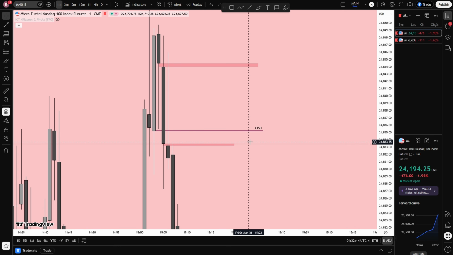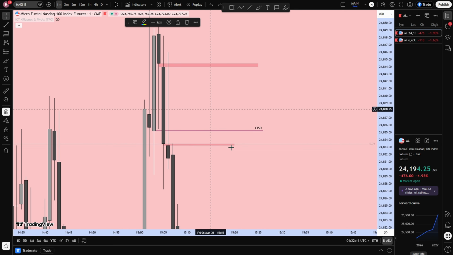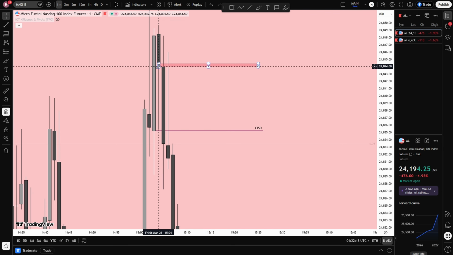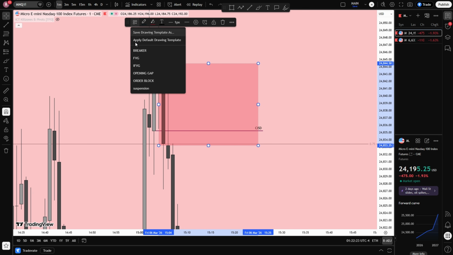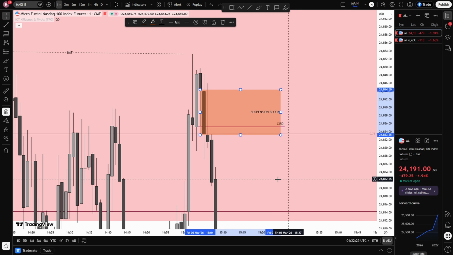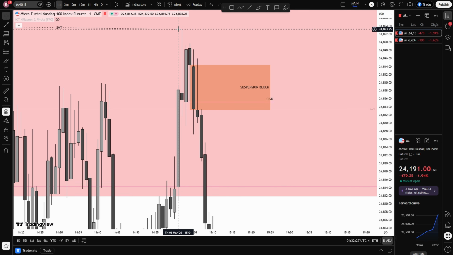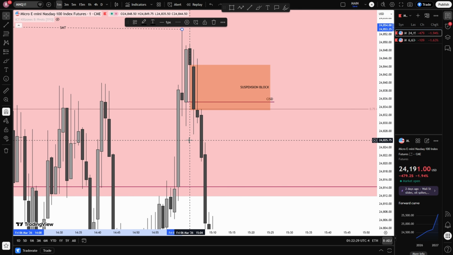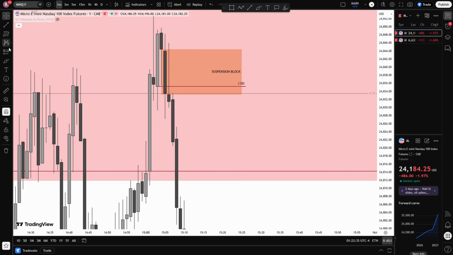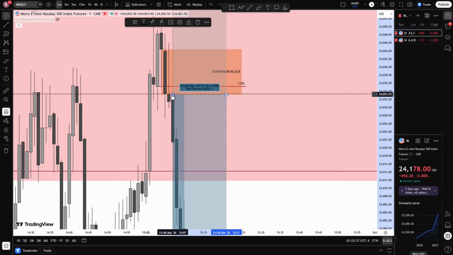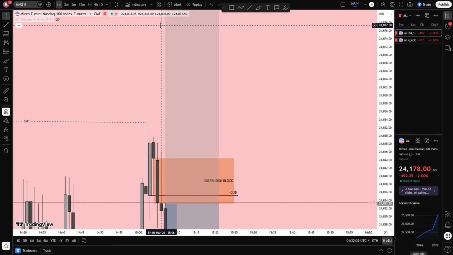As I explained earlier, for a suspension block, it does not matter if the wicks interfere with the structure, and it also does not matter if there is a fair value gap or not. The only requirement is that you have a candle that is surrounded by volume imbalances on both sides. So when we mark the area from the first volume imbalance to the second volume imbalance, the entire zone becomes our suspension block.